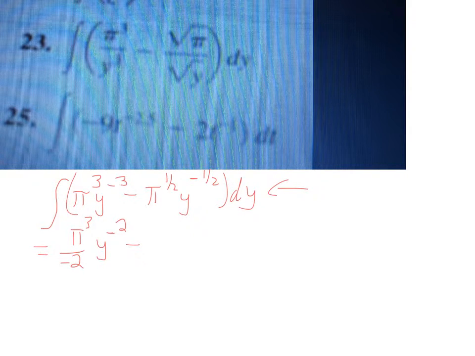So the second term, again, we'll do the same thing. We're going to start with y, and we're going to add 1 to the exponent. So negative 1/2 plus 2/2 is positive 1/2. And that means that we had our pi to the 1/2, or root pi, in front. We're going to divide that by 1/2, which means we're really multiplying it by 2, and we'll do that in the next step. So here we have negative pi cubed over 2, y to the minus 2. And the second term is now going to be negative 2 pi to the 1/2, y to the 1/2.